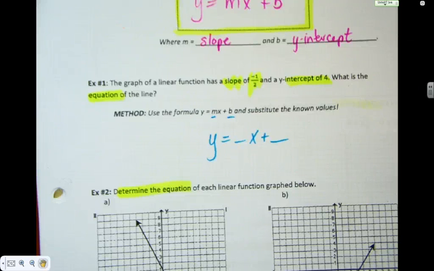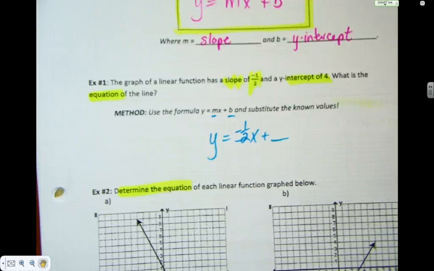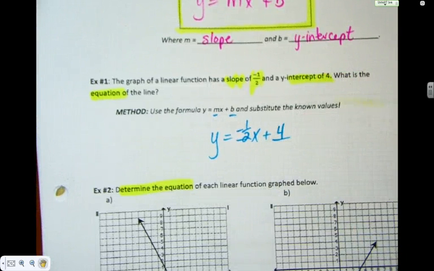x, what's the m value? -0.5. And what's the b value? +4. That's it. That's the equation of the line that has a slope of 1/2 and a y-intercept of 4. Do you see a similarity to the last unit? Yes, kind of, maybe.